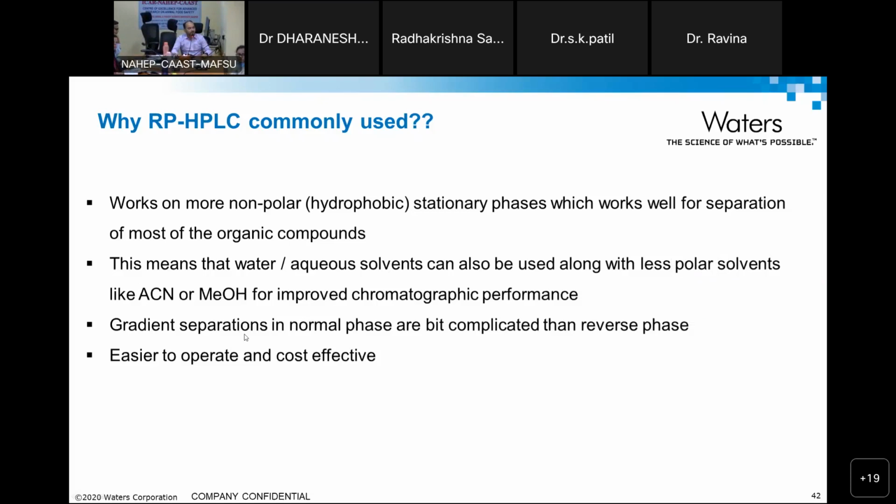Gradient separations in normal phase are a bit complicated and difficult as compared to reverse phase chromatography. Also, the normal phase chromatographic solvents are more costly or expensive as compared to the other organic solvents which are used in reverse phase chromatography. So reverse phase chromatography is quite easy to operate and also cost effective.